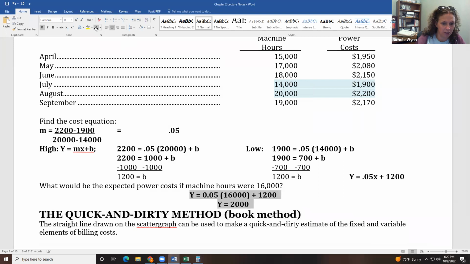Let's see what's under here. Good. Okay. So you just take Y equals MX plus B and you plug in 16,000 for X, and then you solve for Y and you get 2,000. Okay. So, all right. Excellent. You'll do that for homework a couple times.